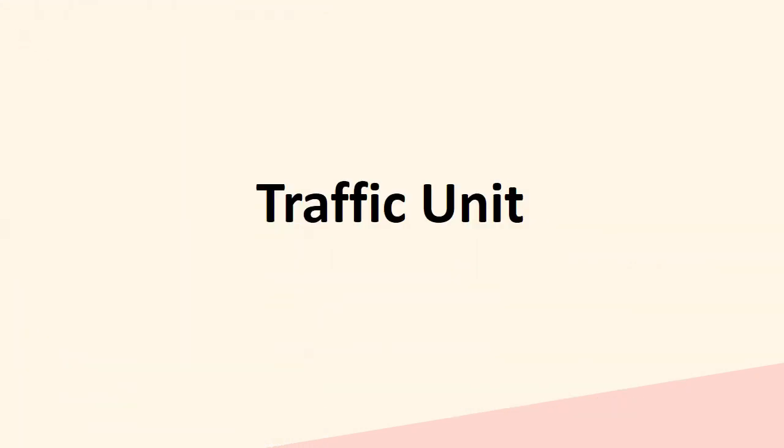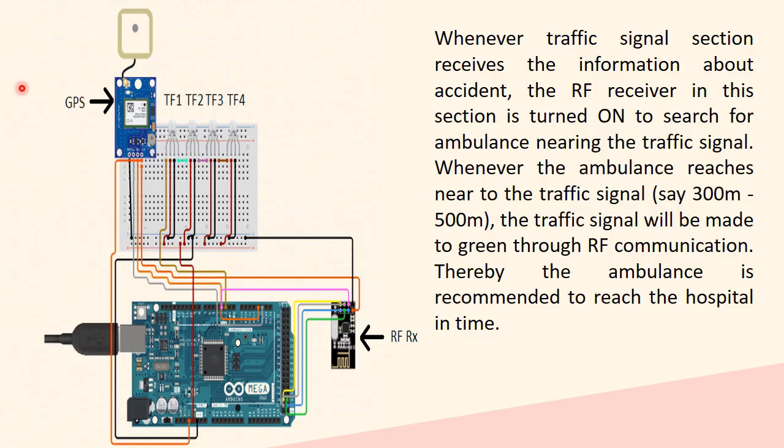Traffic unit. The traffic unit is connected with an Arduino Mega 2560, which is then embedded with GPS and an RF receiver. As we can see, there are 4 traffic lights. These are all RGB lights. They can glow in 3 colors: green, red and yellow. Each traffic light can glow in these 3 colors.